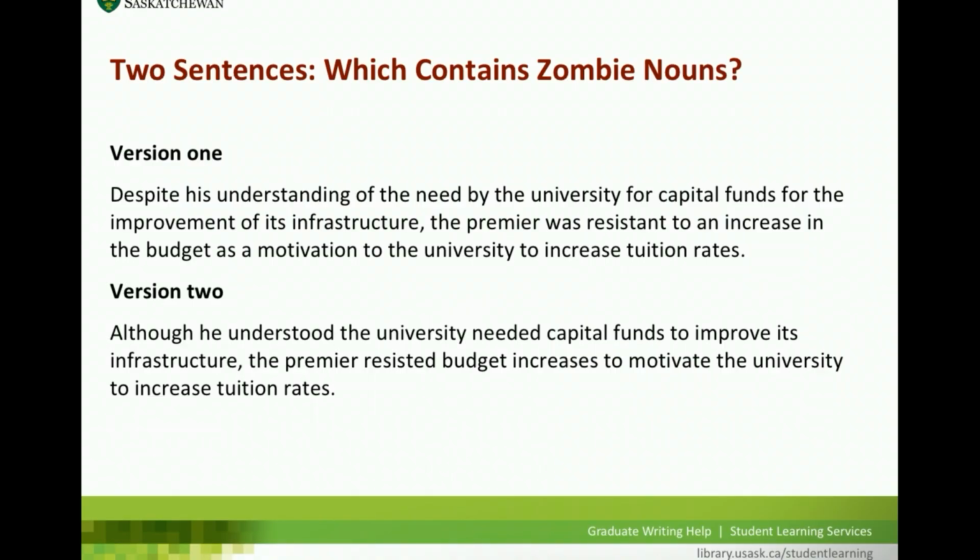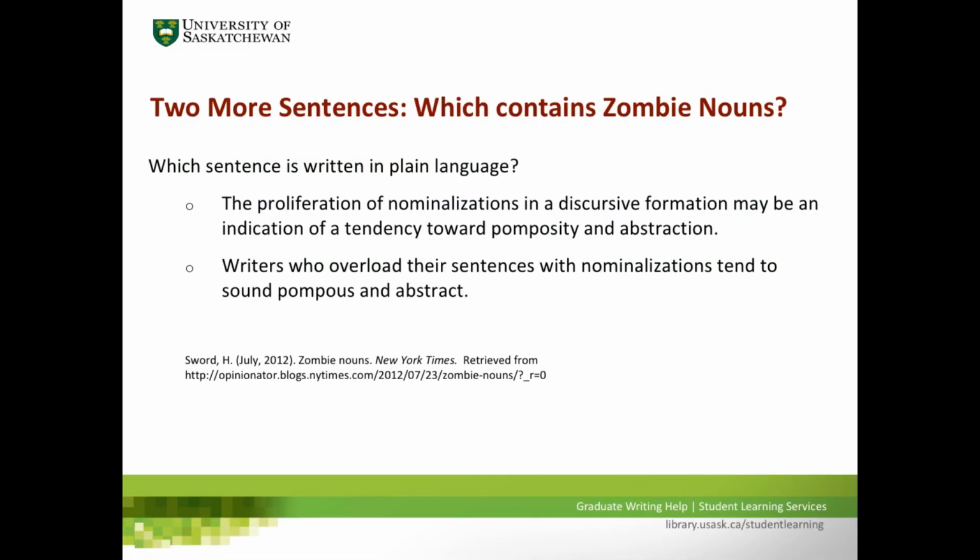1 sounds. And of course, the reason for that is the number of zombie nouns used. Not only wordy, but also difficult to concentrate on, difficult to focus on because of all those zombie nouns. Whereas you probably noticed that version 2 had a much more active feel to it because those zombie nouns have been converted to verbs. Let's have a look at 2 more sentences.